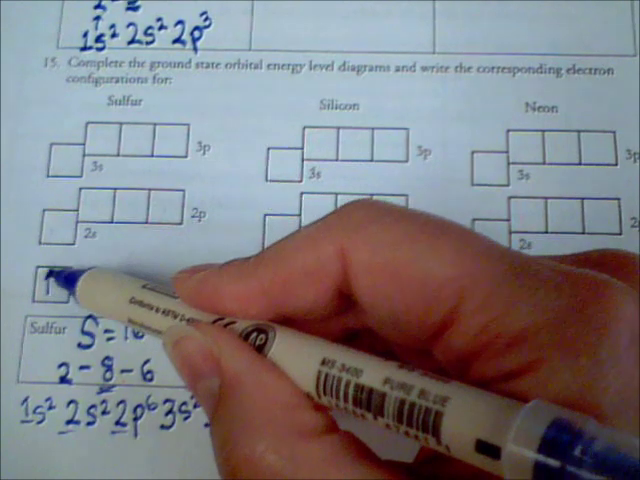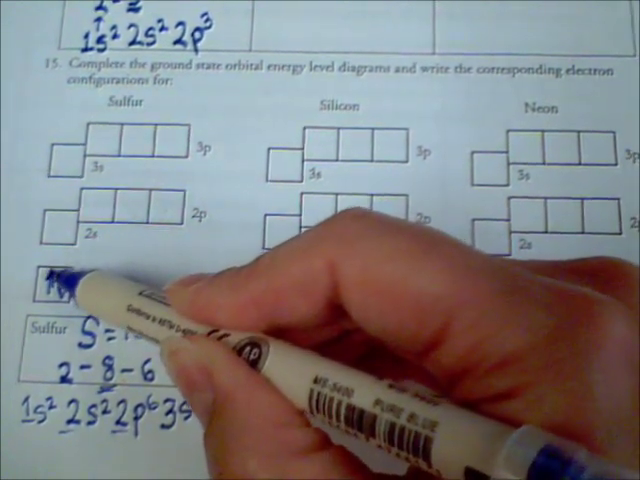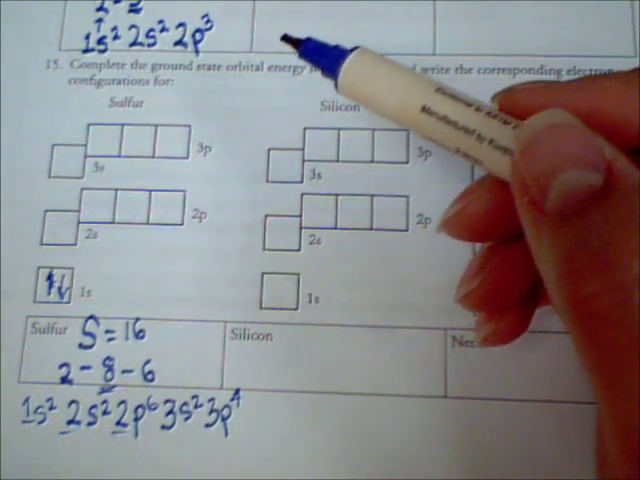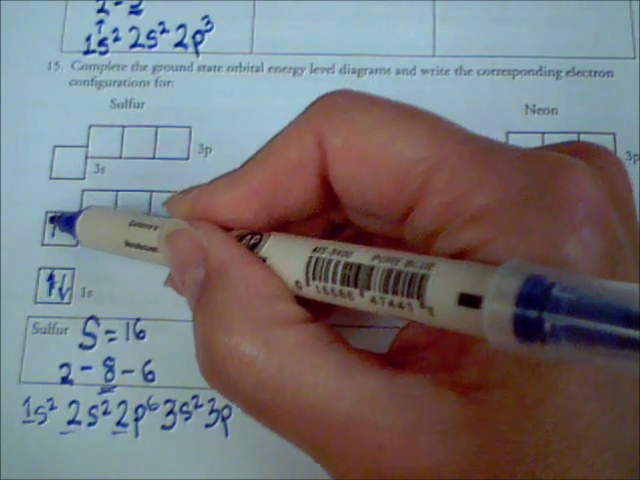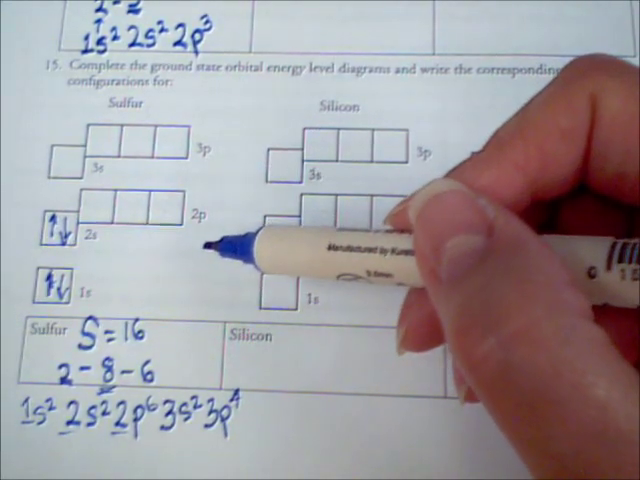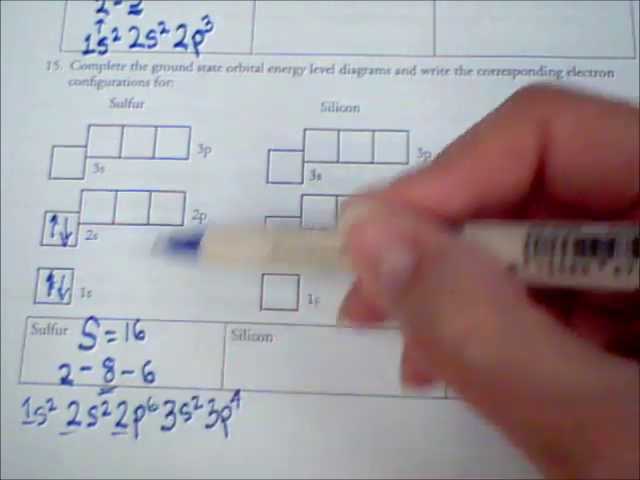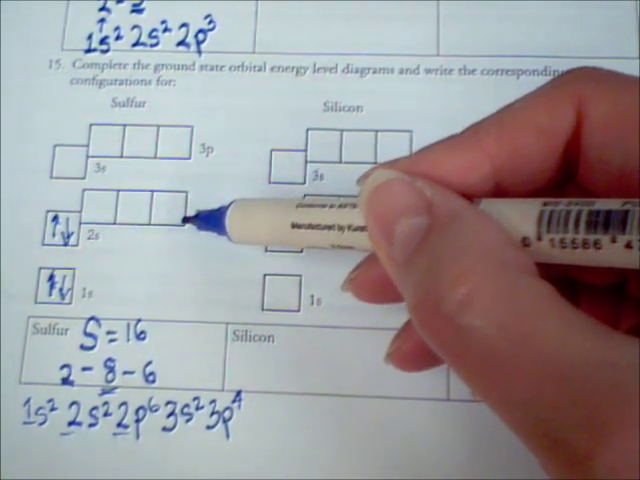So I need 2 in here, and notice that I'm putting the arrows going in opposite spins, one going up, one going down. In my 2s, same thing. I need 2 electrons, one going up, one going down. Now for the tricky part. These 6 electrons that need to go in these 3 spaces are going to go in this order.